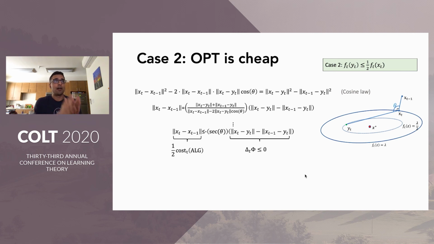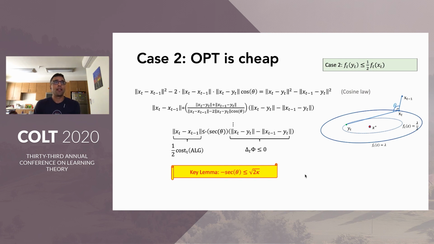In particular, observe that the movement cost is half of the total cost of the algorithm, since the movement cost is equal to the hit cost. And the right-hand side is exactly the difference between xt and yt, which was the potential at time t, and xt minus 1 and yt, which was the potential at t minus 1. So these two quantities are related by the secant of the angle theta. If we can control this secant value, we will have a good understanding of how the cost of the algorithm can be traded with the decrease in potential. And this is the key lemma that we prove in the paper.